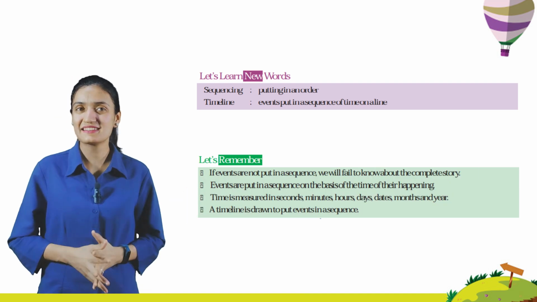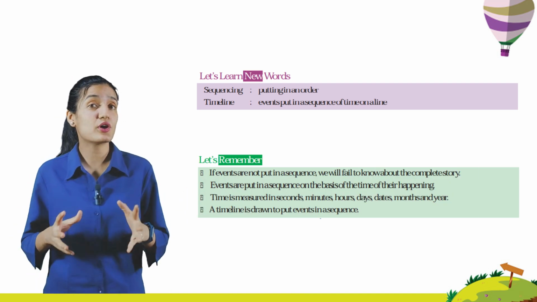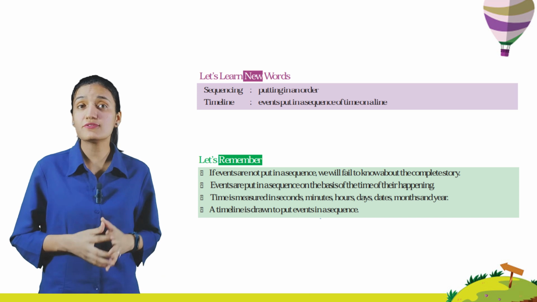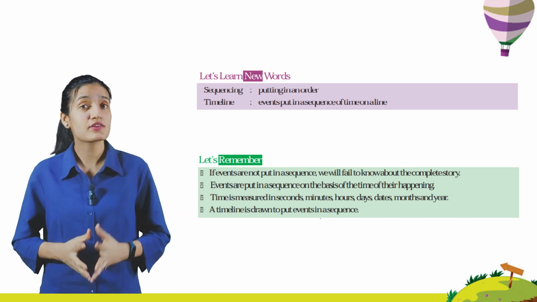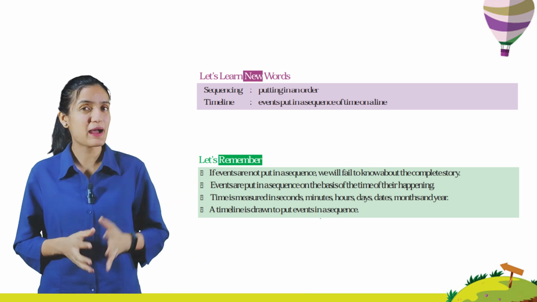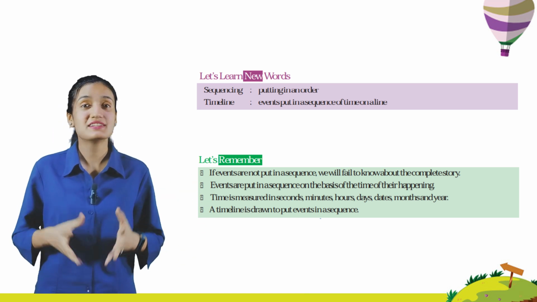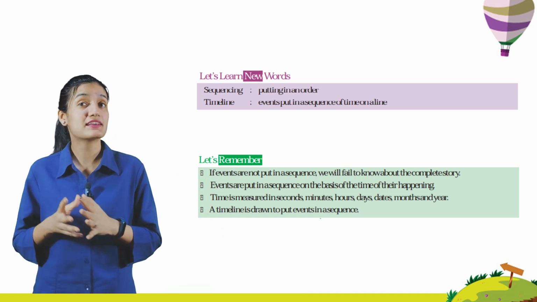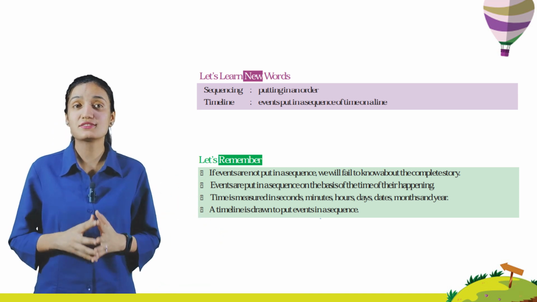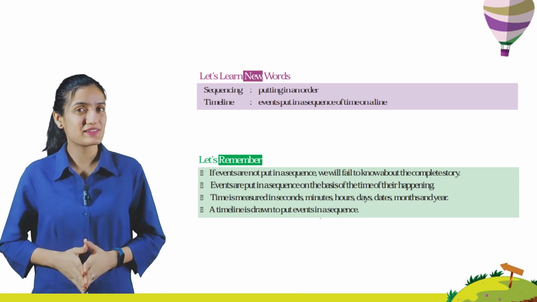Now kids, let's remember. If events are not put in a sequence, we will fail to know about the complete story. Events are put in a sequence on the basis of the time of their happening. Time is measured in seconds, minutes, hours, days, dates, months, and years. A timeline is drawn to put events in a sequence.